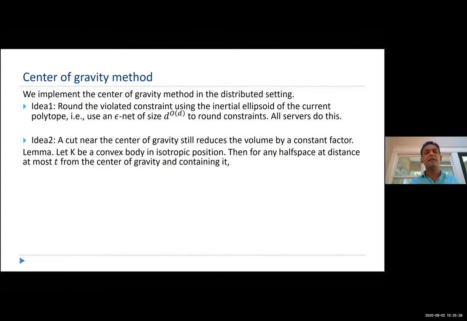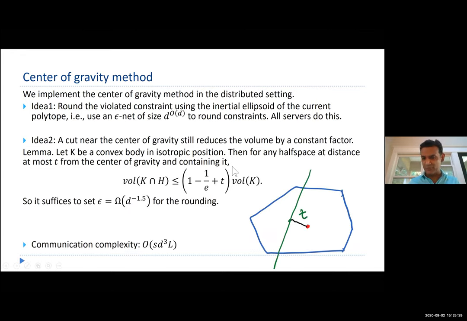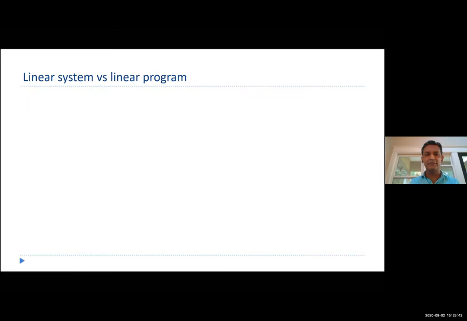And the point is that even though this is not exactly the center of gravity, as long as you are close enough to the center of gravity in this ellipsoid norm, you still cut off a constant factor of the volume and you would preserve the same guarantees. So epsilon being 1 over poly d suffices, and this gives us communication complexity of s d cube l.